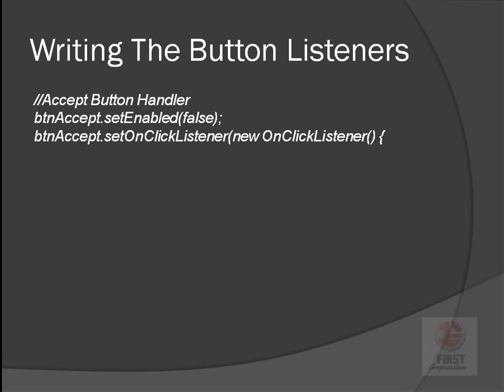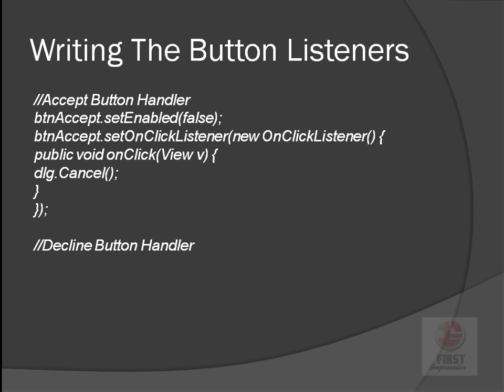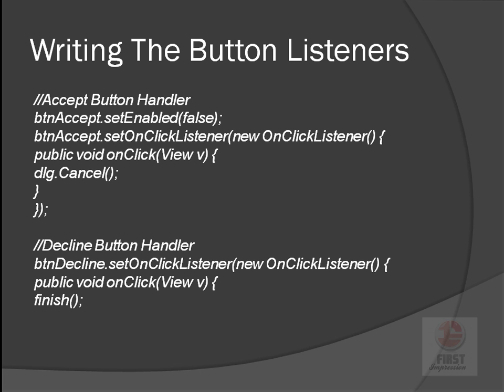Then we'll write the handler for the btn accept. Whenever someone accepts the license agreement, we want to cancel the dialog. So we will say dialog.cancel. But if someone presses the decline button, we have to exit the application. So we will say finish. So far so good. We are able to write the button listeners for accept and for decline.